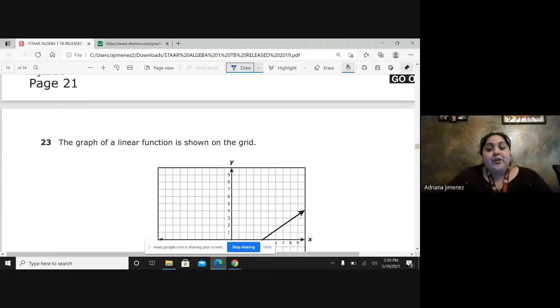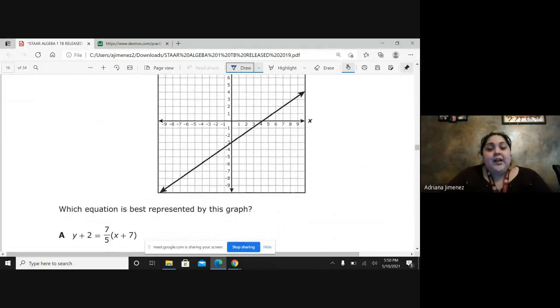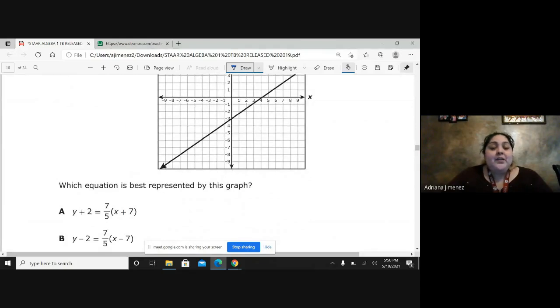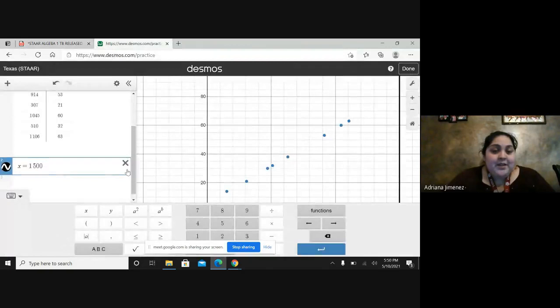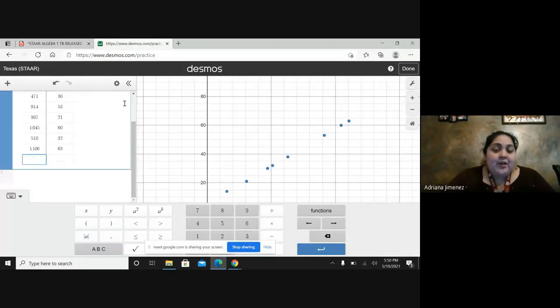Okay, here's number 23. This one is asking which one best represents this graph. Okay, so we're going to try typing it in exactly the way it looks.